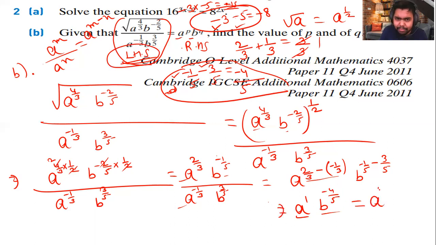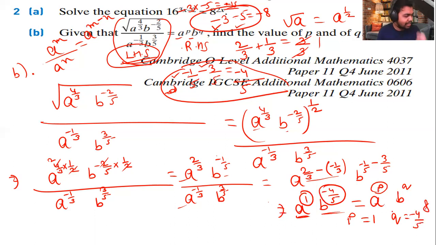So it would be a to the power p and b to the power q. And here it is a, it is b, same, right? So now we can easily compare. So that means this 1 is nothing but instead of p, and this -4 by 5 is nothing but instead of q. So therefore, by comparing these two, I can say that my p is equal to 1 and q is equal to -4 by 5. And that's it. That is my answer, and this is the way of the solution. So I have found the value of p and q. My p is equal to 1 and q is equal to -4 by 5.